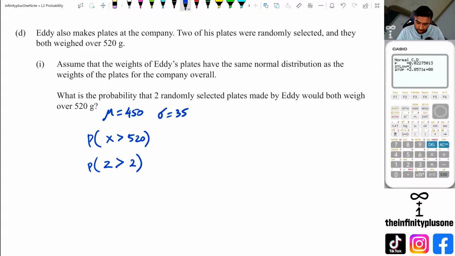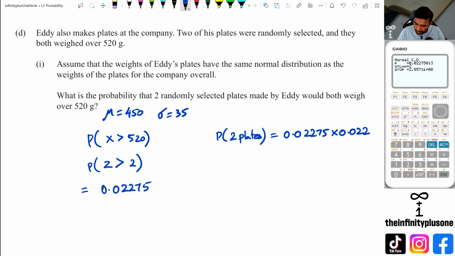Probability of z greater than 2, which equals 0.0227. So that's the probability for one of them. If you want it for two of them, we're going to go 0.02275 multiplied by 0.02275. Whatever that is, I'm just going to square that, so that's going to give me this number here.